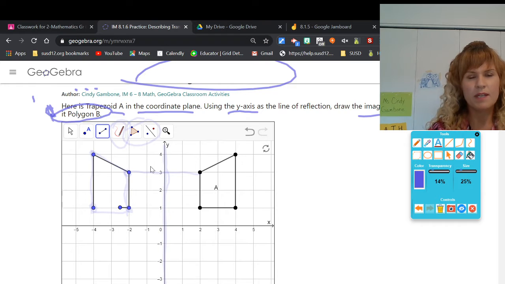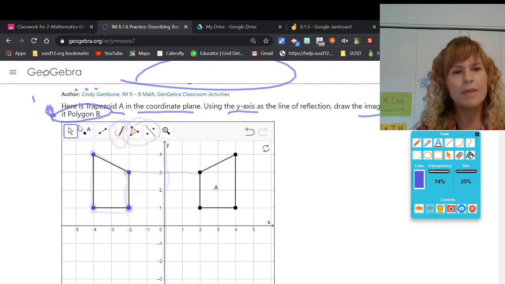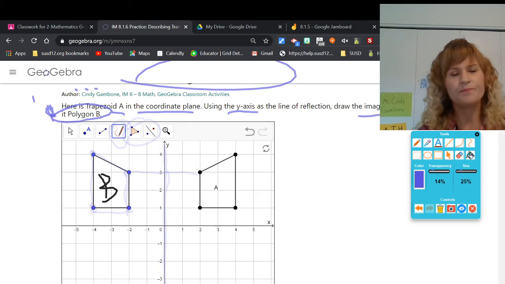I've got a little mistake right here. Let me move that over. Ta-da! Okay, good. There, I got it. And it said to label that B. So I'll use the pen and we'll label that B. Okay, good. I did it.